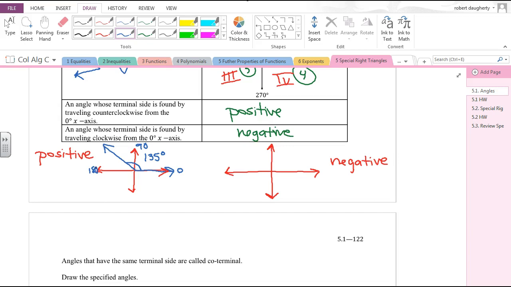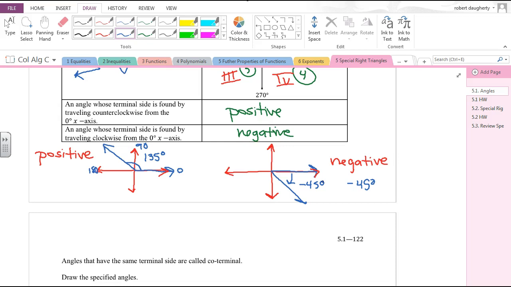Now, let's draw a negative angle. Let's draw negative 45 degrees, okay? So that would mean I start right here, but instead of going counterclockwise, I will go what? Instead of going counterclockwise, I will go clockwise, okay? So I go in this direction. So this is negative 45 degrees. Okay, so that's it. If you're going clockwise, those are negative degree measures. Counterclockwise, those are positive degree measures.